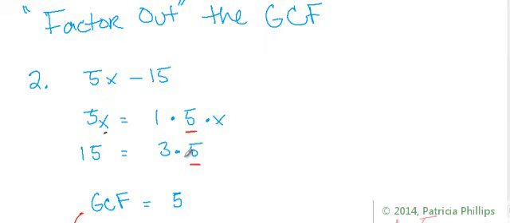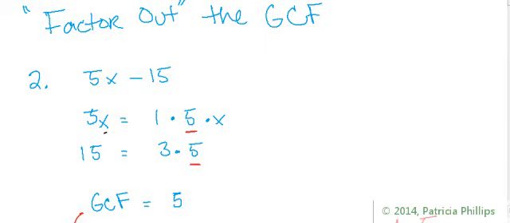15 equals 3 times 5. You can't factor it any further because 3 is a prime number with only 1 and 3 as factors, and 5 is a prime number with only 1 and 5 as factors. The only thing that these two monomials have in common is 5. So the greatest common factor is simply 5. And that's what we did before in number 1. But the question is different. The question says to factor out the greatest common factor.